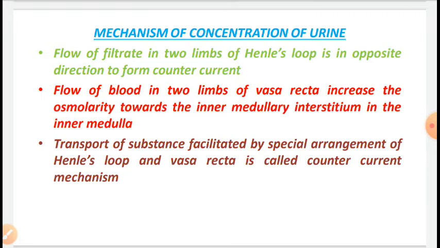So this entire mechanism, known as counter current mechanism, is related with concentration of filtrate or urine in the human kidney. And this way Henle's loop, ascending and descending, as well as vasa recta play an important role during this mechanism of urine or filtrate concentration in the human kidney.